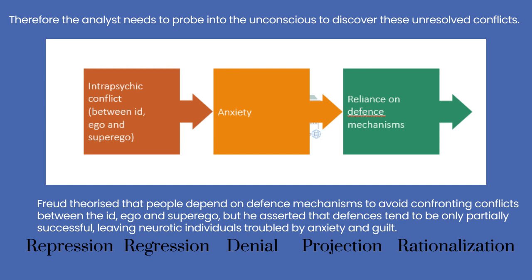So defense mechanisms are things like repressing those particular thoughts so that they try not to come into your consciousness, regression, denial, rationalizing what's happened to us. Those are all defense mechanisms that help us or prevent us from feeling too anxious. So Freud used talk therapy to get to the unconscious, to probe the causes of the anxiety. So he theorized that people depend on defense mechanisms to avoid confronting conflicts between the id, ego, and superego. But he asserted that defenses tend to only be partially successful, leaving neurotic individuals troubled by anxiety and guilt.